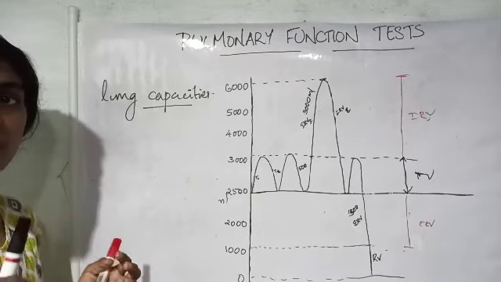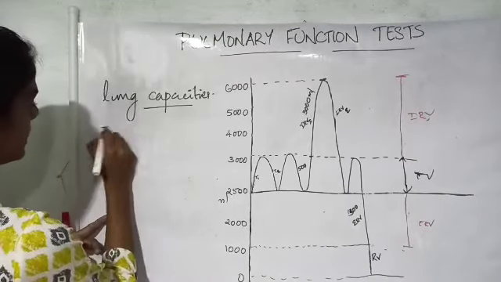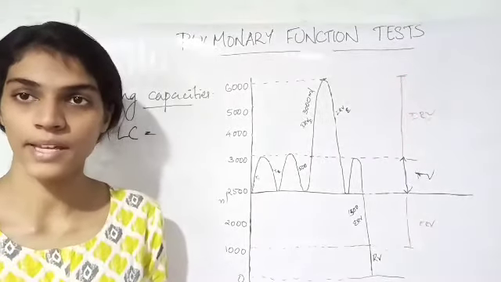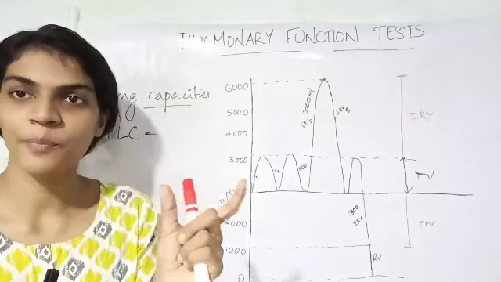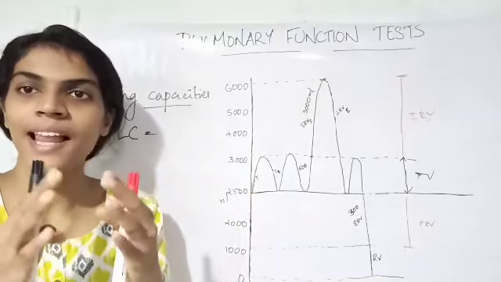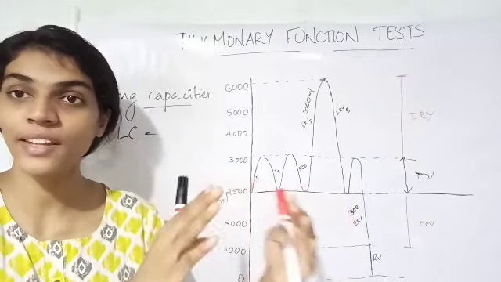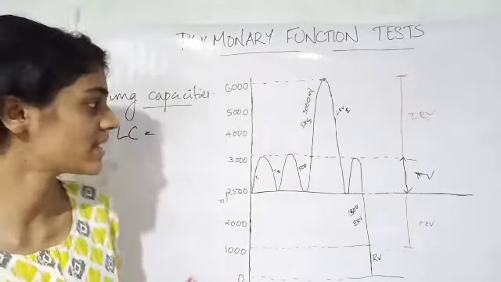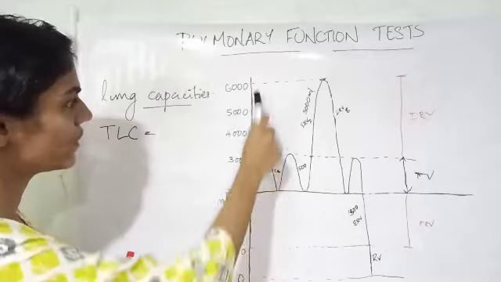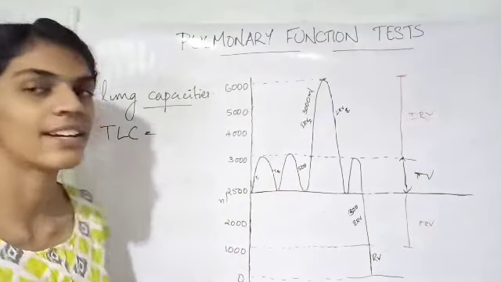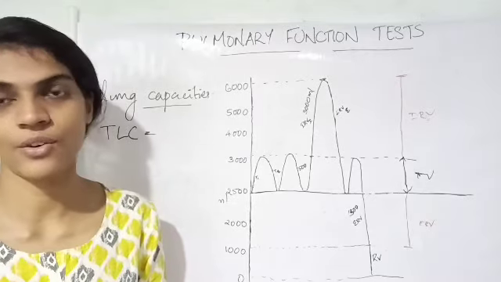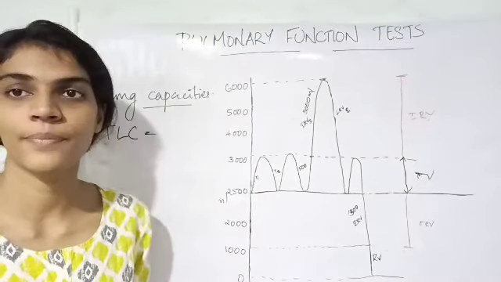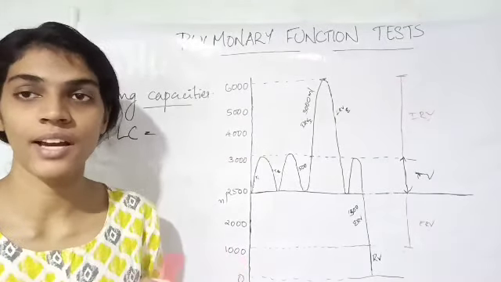Next we'll discuss another capacity, that is total lung capacity, TLC. Let me give you the definition of total lung capacity. Like the name implies, it is the total amount of air, including the air in movement and also the air within the lungs. The capacity of the lungs to hold all this air is total lung capacity. From this graph itself we can say what the total lung capacity is. It is 6,000. We'll see how it comes to 6,000.